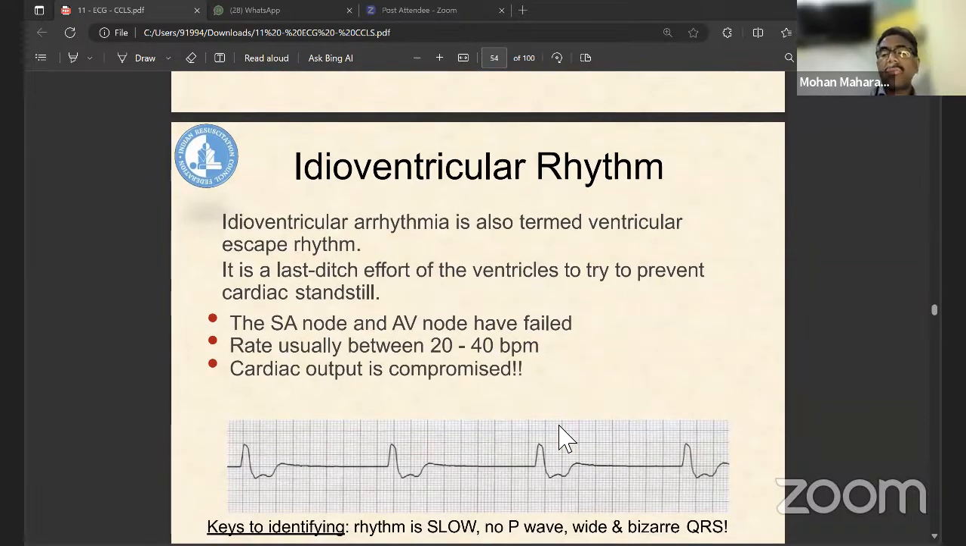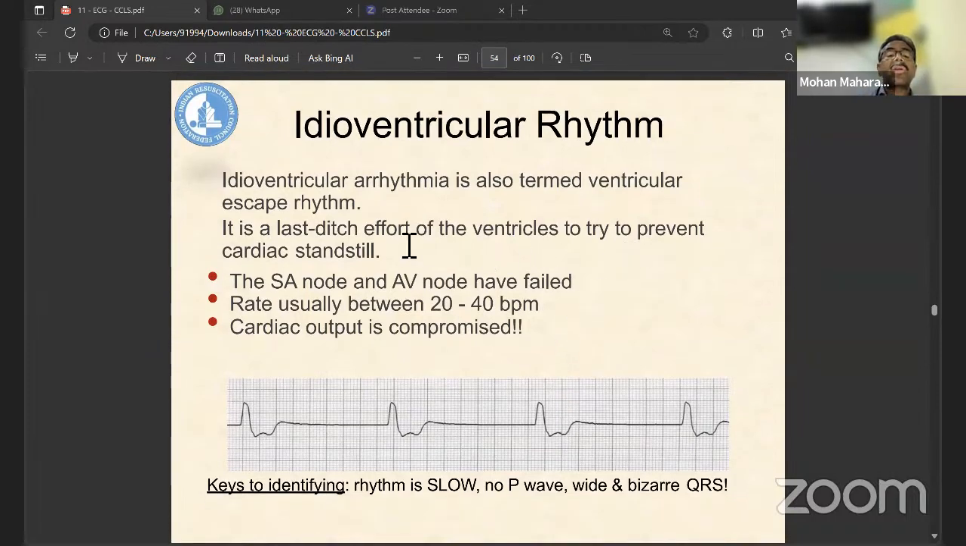Idioventricular. What is idioventricular? Without any cause, suddenly it comes. We will come to know the cause again. Idioventricular arrhythmia is also termed ventricular escape rhythm. It is a last ditch effort of the ventricles to try to prevent cardiac standstill.